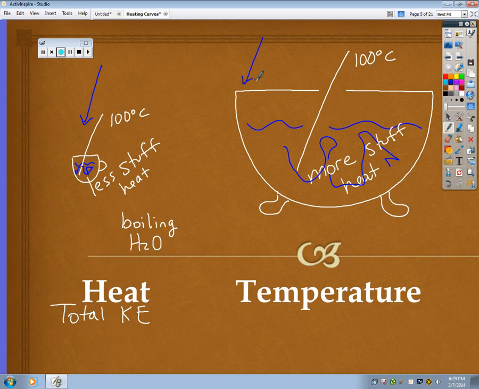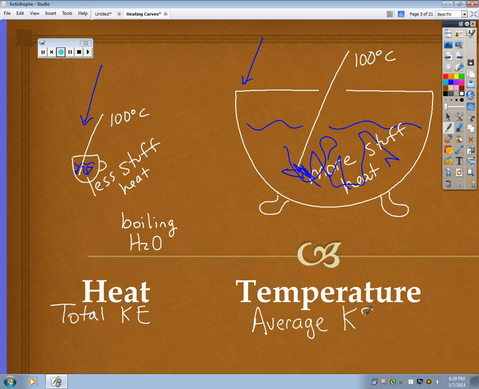Temperature: how does the thermometer actually work? If the water molecules hit the tip of this thermometer, then the average kinetic energy, the average motion, is what the temperature is.